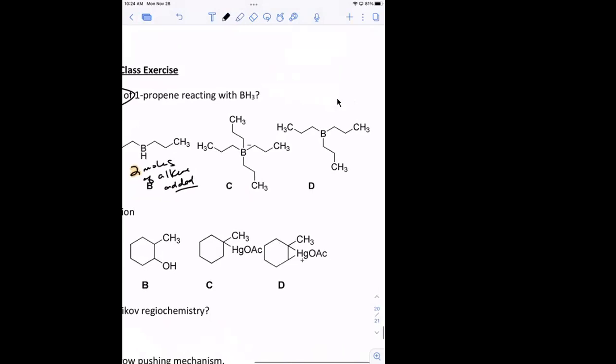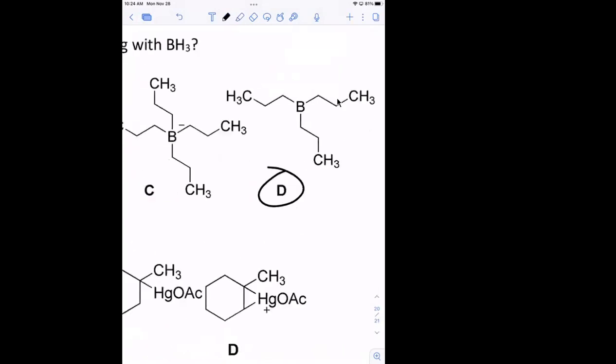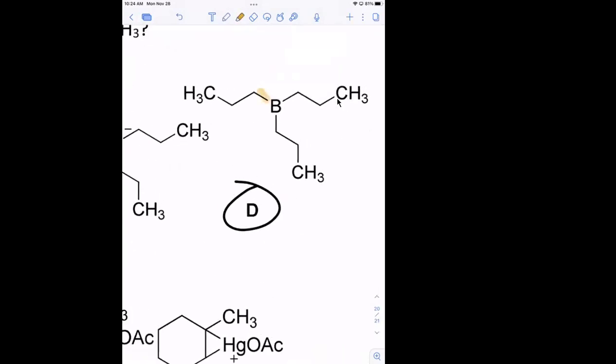Right, so the D, you can see now I have 3 groups attached. So this is 3 moles. So this is all 3 of your alkenes added.